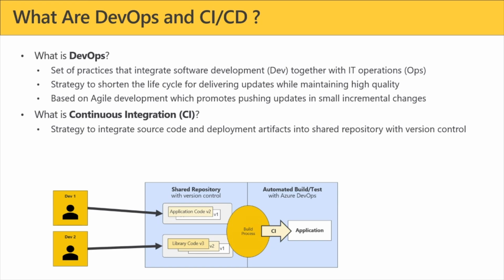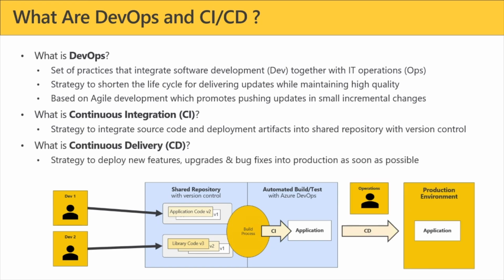Now, continuous integration is really just about putting all the source code somewhere and making sure we have a build and test process so it's ready to ship. And then there's the CD part, the continuous delivery. Well, how do we take that application and push it out into a production environment? And are there DLLs and configuration information that have to be updated?